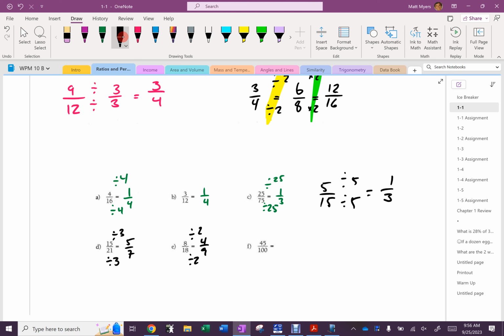And who is doing F? A new hand would be nice. Nobody? No, you have the same hand. You've had 3 cracks at it. Oliver, hit me. 9/20. Is everybody able to simplify fractions? Yeah.